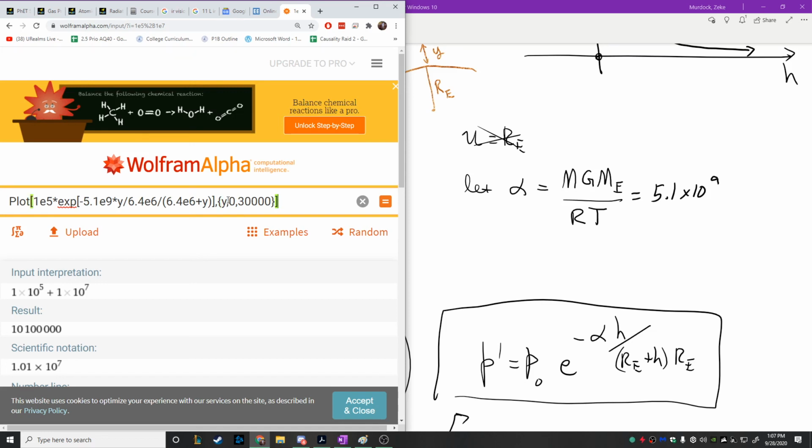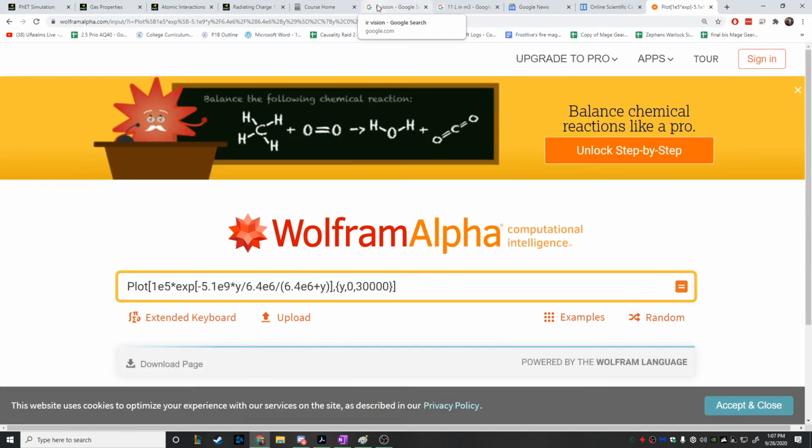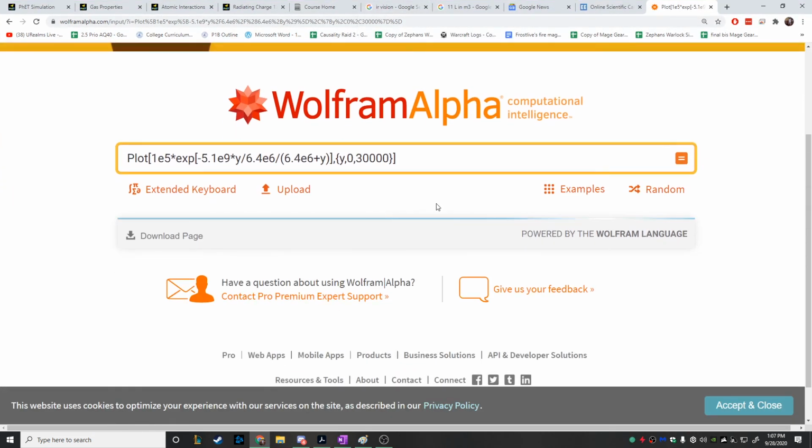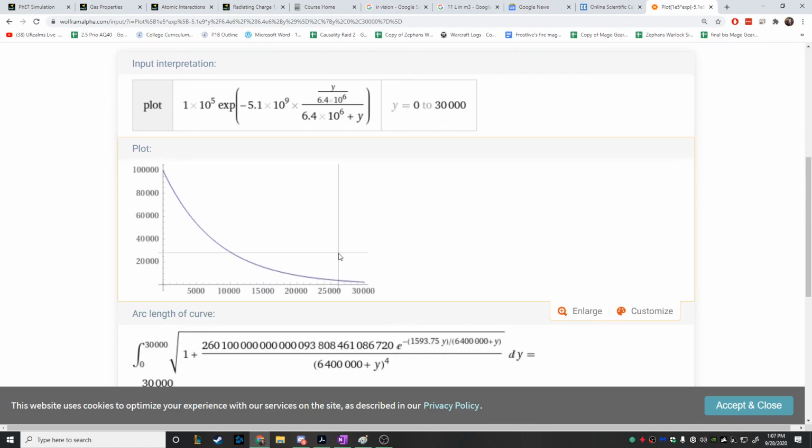Now let's see if it... Exponential is e to the power of all this junk. Negative 5.1, that was alpha times y, divided by 6.4, and then you divide again, it puts in the denominator too. So this looks like it's going to plot the right thing. Let's see if it understands what we did, or if it just gets confused. Okay. This looks right? That looks right, actually. Hey, look, it looks exactly the same.